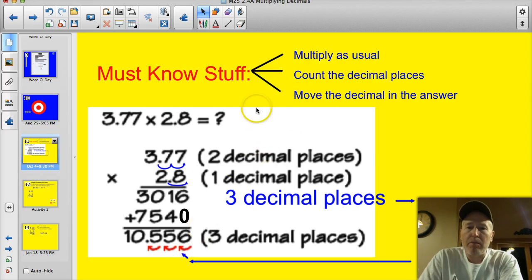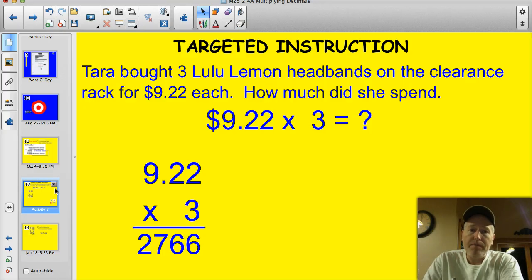Now we have to count the decimal places. Up on top I have 2 decimals plus a third, so I have a total of 3 decimal places. So I come down to the bottom, and my answer, here's where the decimal would be, and of course it's there in any number that doesn't have a decimal. I just move it the same number of places, back to the left: 1, 2, 3. 3 decimals on top, move the answer 3 places to the left on the bottom. And there you get your answer, 10.556.